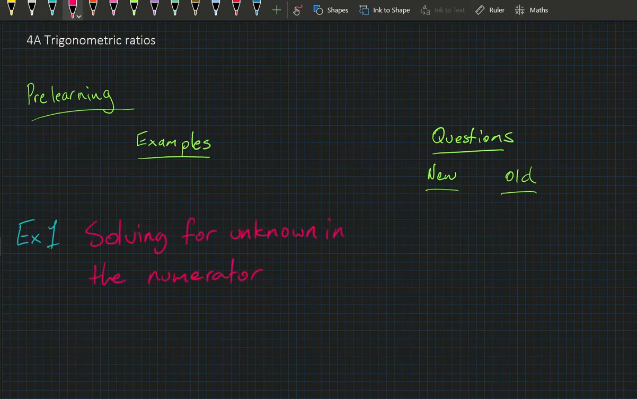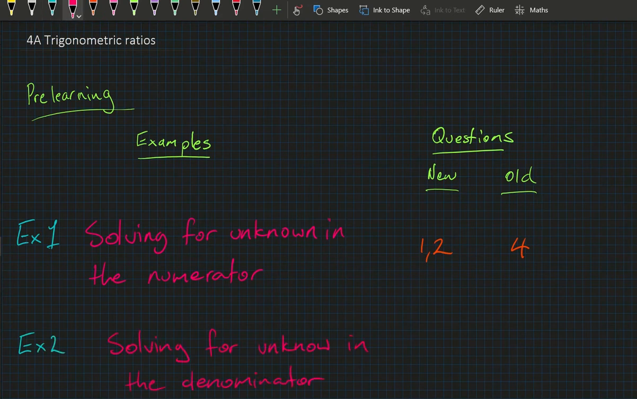And your pre-learning for this is question 1 and 2 in the new book, and question 4 in the old book. And then we'll do example 2, solving for an unknown in the denominator. And your pre-learning for this is question 3 in the new book and question 5 in the old book.